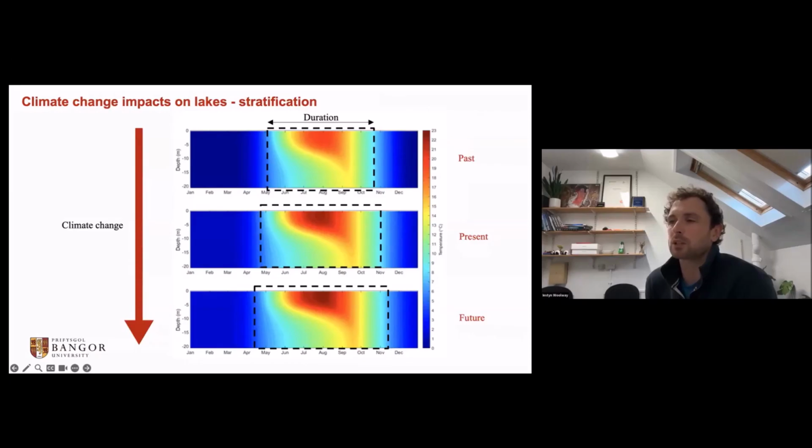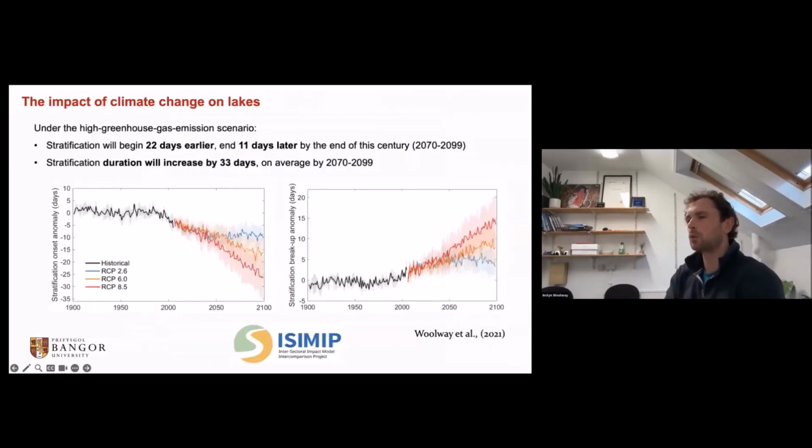These are outputs from a one-dimensional lake model. And the key thing that I want to draw your attention to is how the duration of thermal stratification, which is highlighted here with the dashed black boxes, is increasing from one time period to the next. So this is an example of changes in stratification in one lake from our models. But what we've also done is applied this to thousands of lakes from around the world, again, using a one-dimensional modeling approach. And summarizing those future simulations across lakes globally results in this figure.